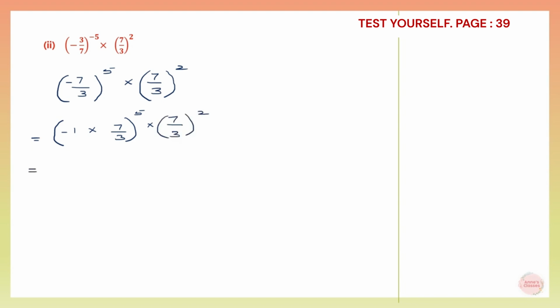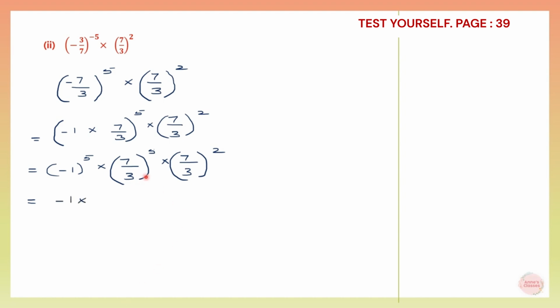So this can be written as minus 1 raised to the power of 5 into 7 by 3 raised to the power of 5. And the other one is 7 by 3 raised to the power of 2. Now, when you have a minus sign and you have an odd number as the power, your answer remains negative. So minus 1 raised to the power of 5, you multiply it 5 times, you still get minus 1 into.